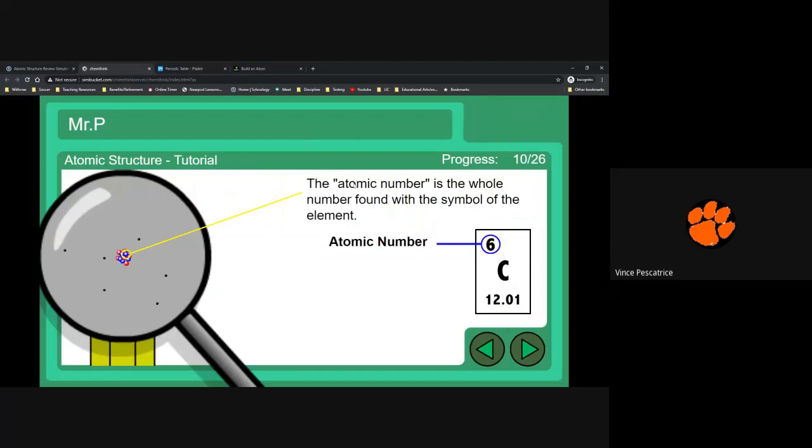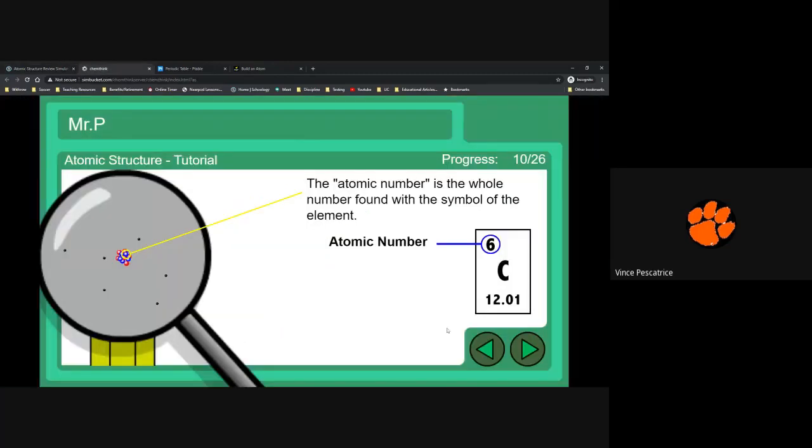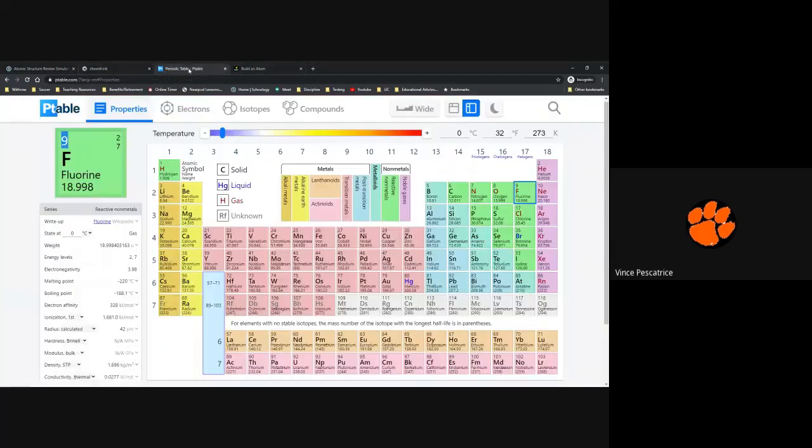So the atomic number is the whole number found in the symbol of the element. Where can you find the number of protons? Above the symbol of the element. So on a periodic table, if I ask you, what is the atomic number of, let's pick a weird one, Californium, you should tell me 98.